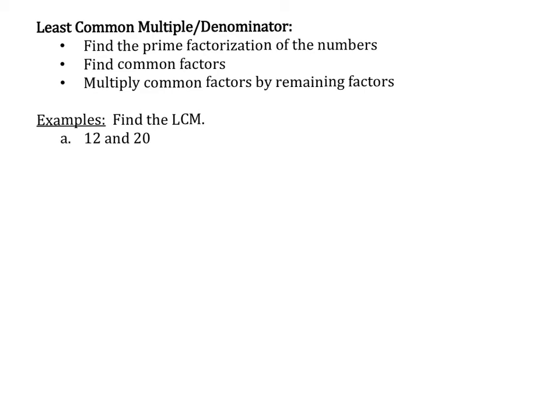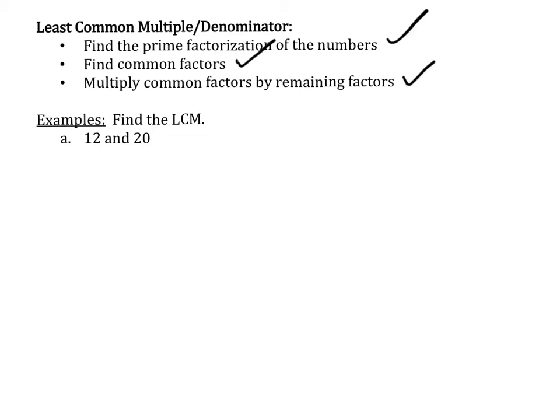All right. To find the least common multiple, if you can't just look at it, you can follow these steps here. First step is to find the prime factorization of the number. Then you want to find the common factors. And then you multiply your common factors by your remaining factors so that you can actually get the least common multiple. All right, so this is different from finding the greatest common factor. This is now least common multiple.